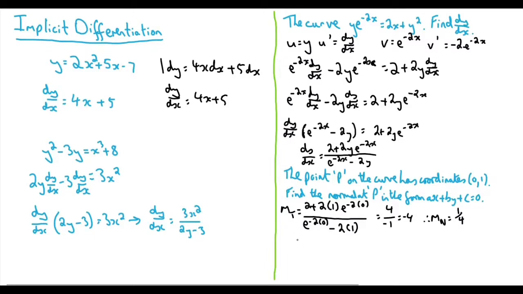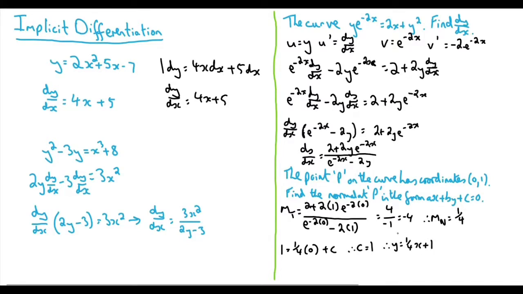Now just plugging values into y equals mx plus c. We know the y is 1, the m is therefore the quarter, the x is 0, and there's a plus c. So 1 equals, a quarter times 0 is just 0, so 0 plus c, therefore c has to equal 1, therefore y equals a quarter x plus 1.